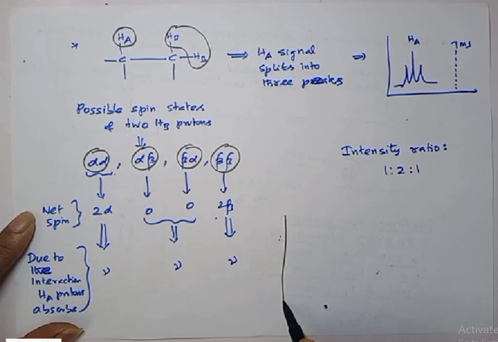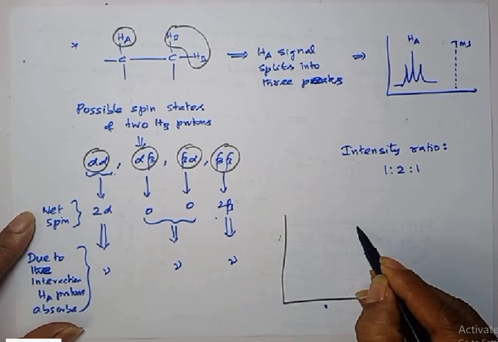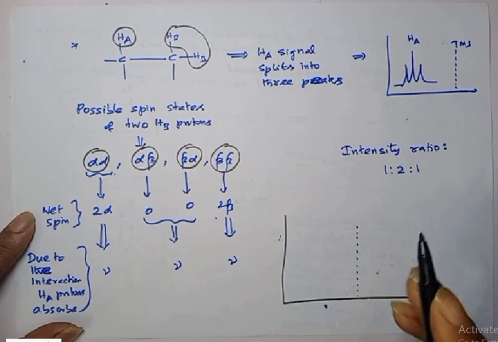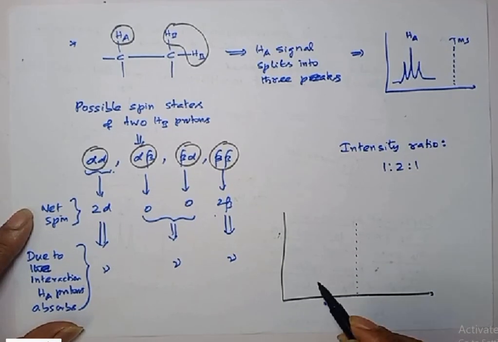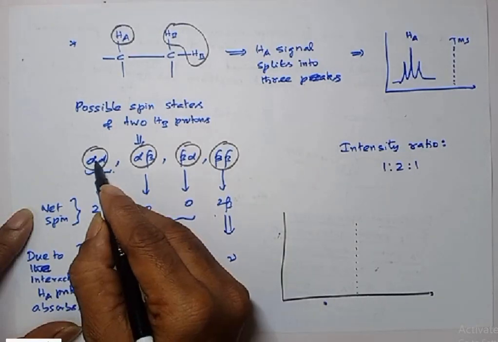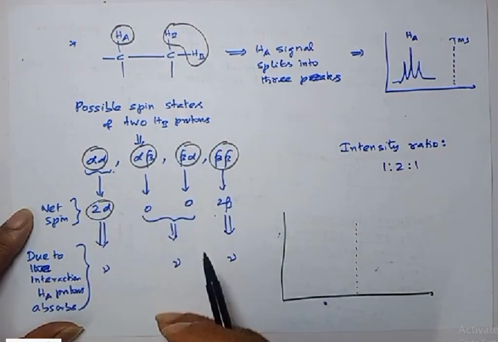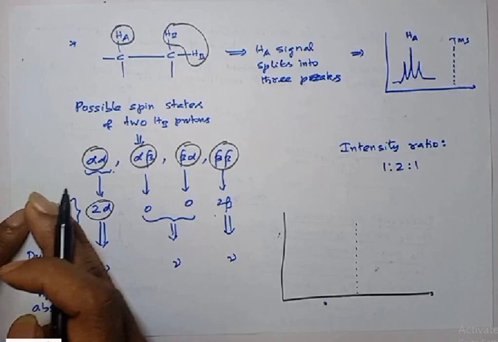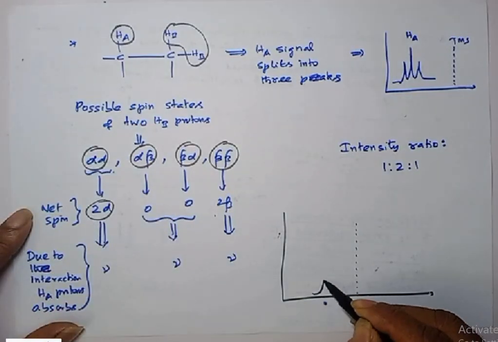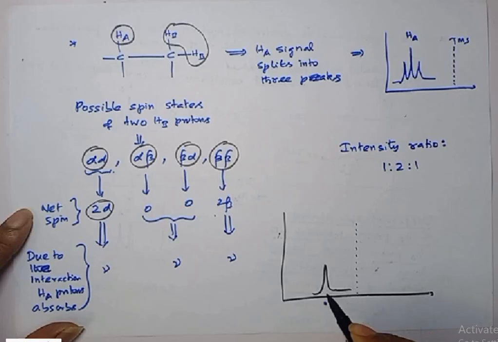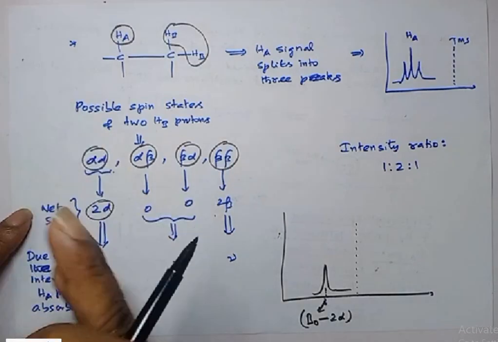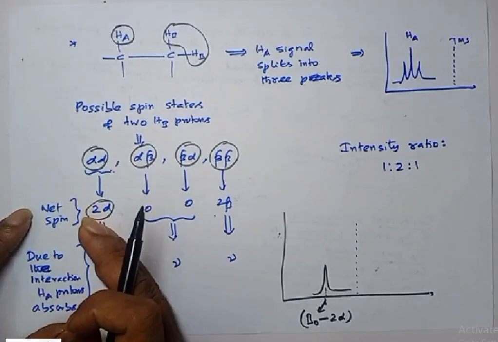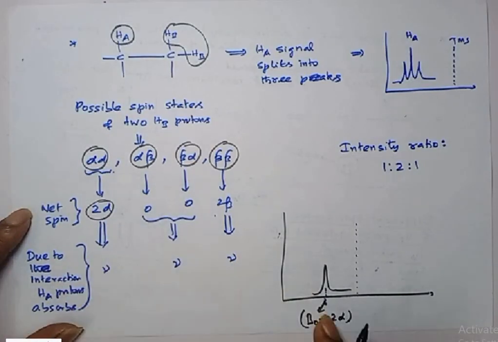Let me draw and show you here. See, suppose this is the position where the HA proton is originally supposed to be present. Now what happens? Due to this additional field faced by the HA proton, the HA proton absorbs the radio frequency radiation in somewhat lower field itself. Okay, what is the field strength here? B0 minus 2 alpha. Okay, because 2 alpha is the extra field that HA proton is seeing. So it appears in the lower field itself.